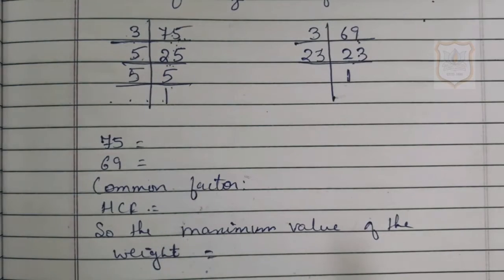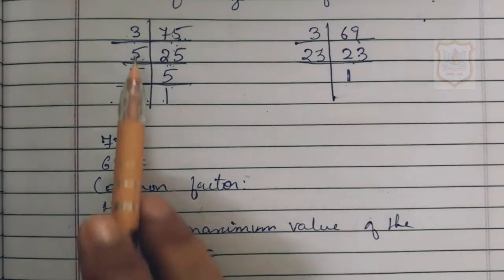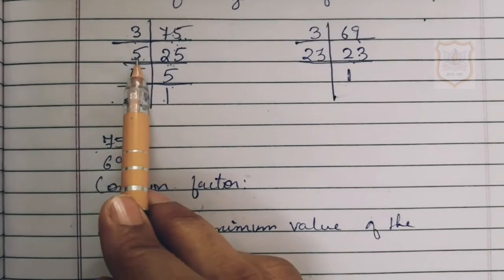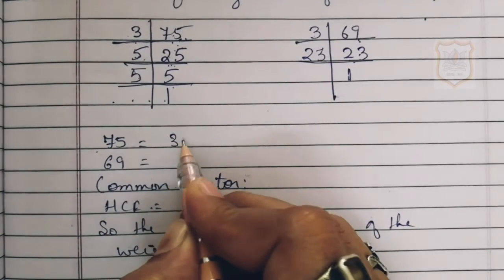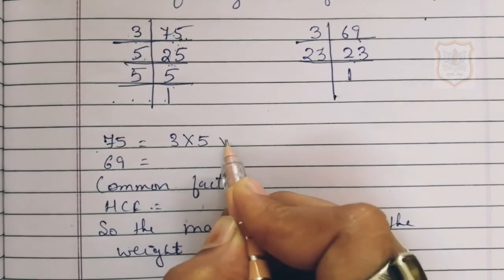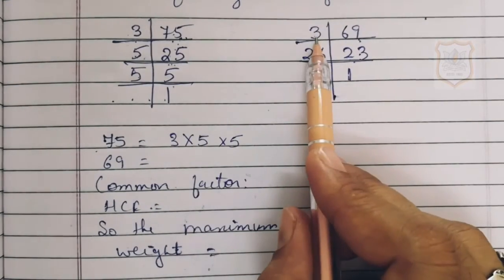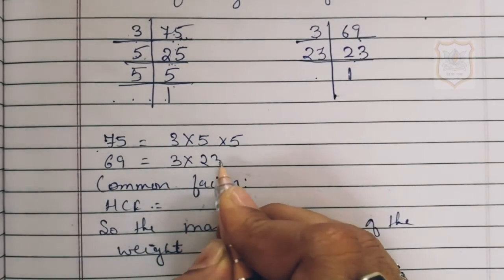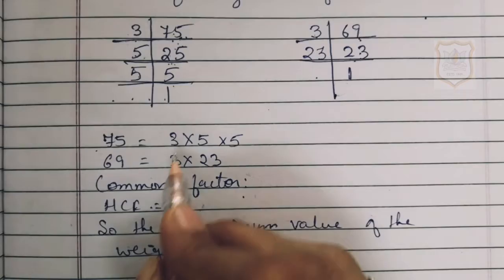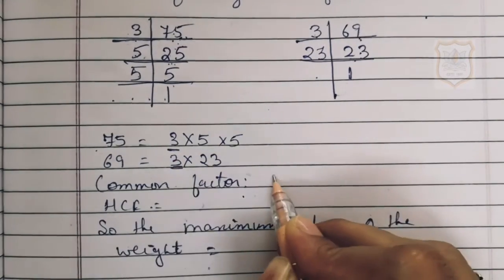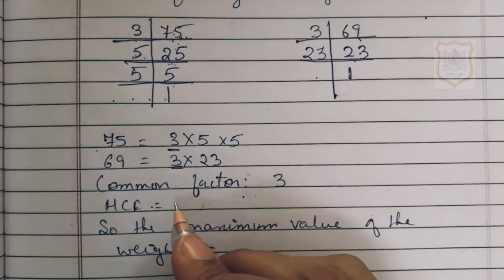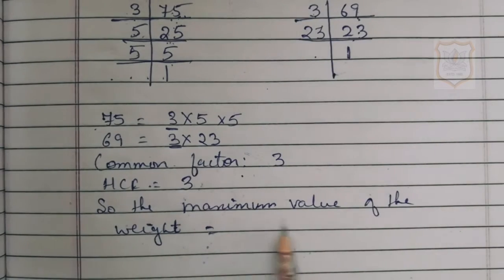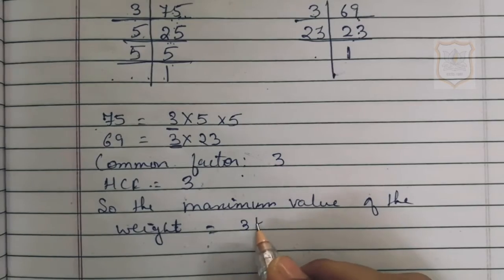Now here students, first we will write down the prime factors of 75. The prime factors of 75 are 3 multiplied by 5 multiplied by 5. And then we will write down the prime factors of 69, that is 3 multiplied by 23. Now we have to find out the common factor. Here only 3 is the common factor. So HCF is also 3. So the maximum value of the weight is 3 kg.